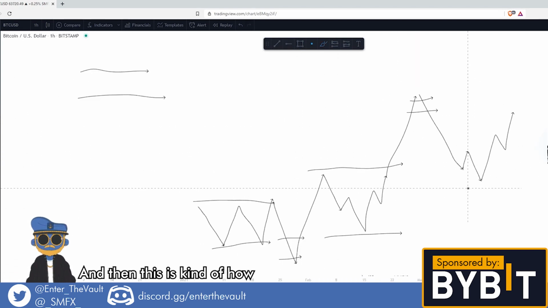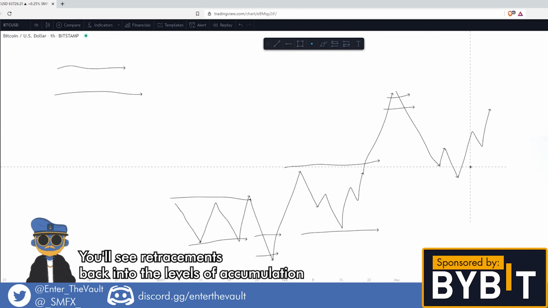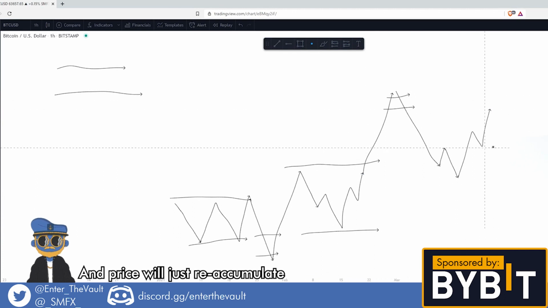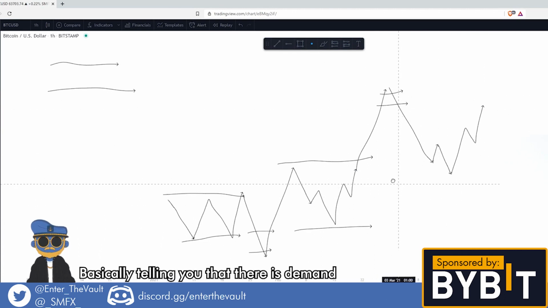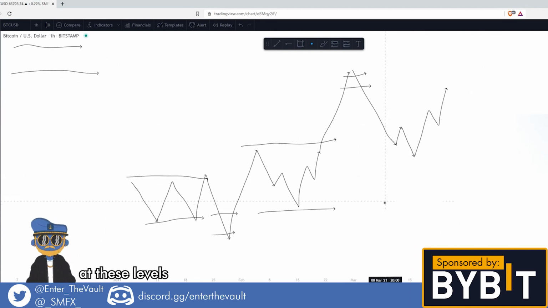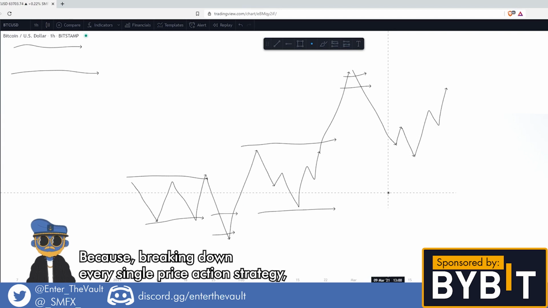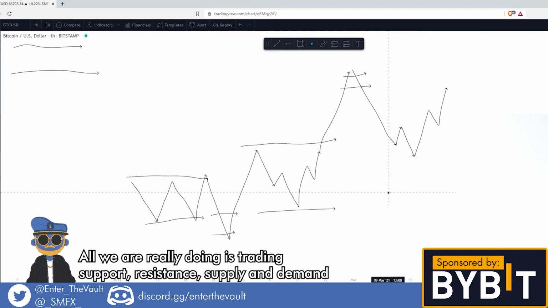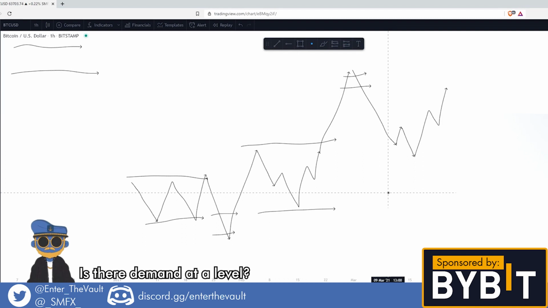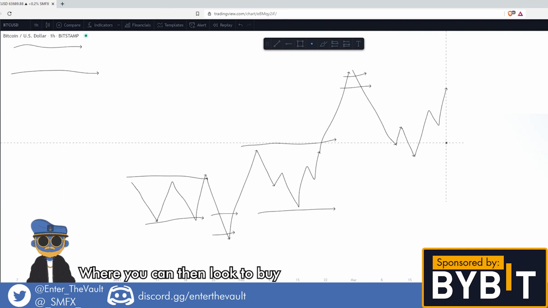And then this is kind of how you will be able to pick up if price is actually trending hard. You'll see retracements back into the levels of accumulation and price will just reaccumulate, basically telling you that there is demand at these levels. Because breaking down every single price action strategy, all we are really doing is trading support, resistance, supply, and demand. Is there demand at a level? How can you tell if there is demand at a level? Personally, I use this strategy, but other people may use indicators or moving averages or whatever it is, where you can then look to buy.